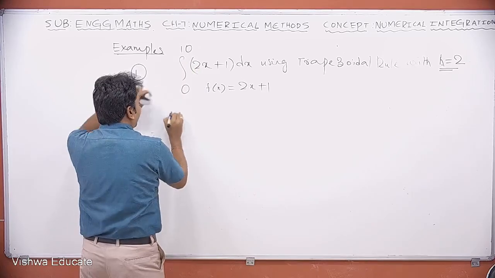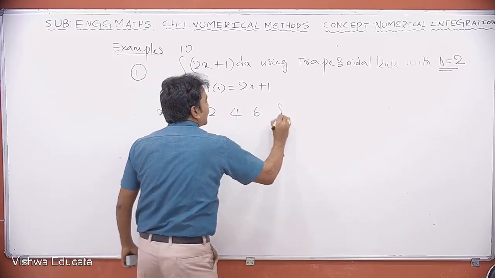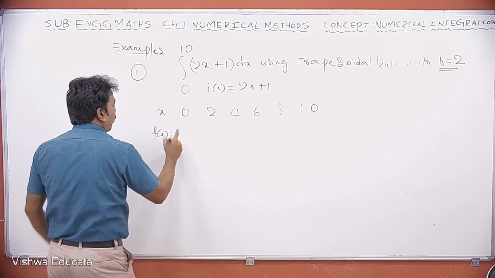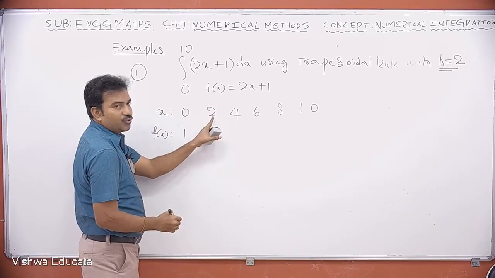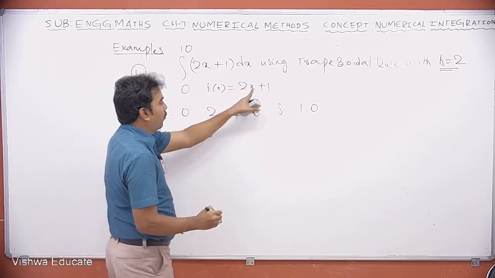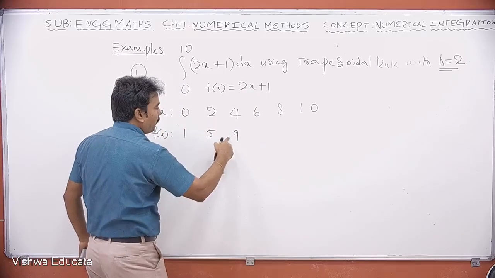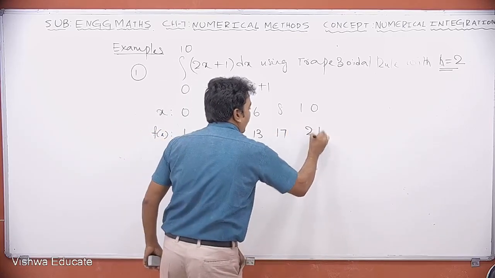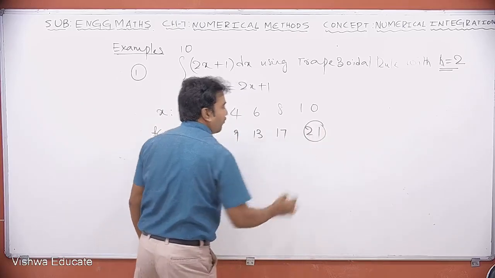So let us have the tabular representation. X values are 0, 2, 4, 6, 8, 10. F of x values. So replace x by 0, in this case you will get 1. Next x becomes 2. So this becomes 5. Next x becomes 4. So 2 4 is 8 plus 1, 9. So they maintain a gap of 4. So this becomes 13. This is 17 and this is 21. This is starting value of y and this is last value of y.